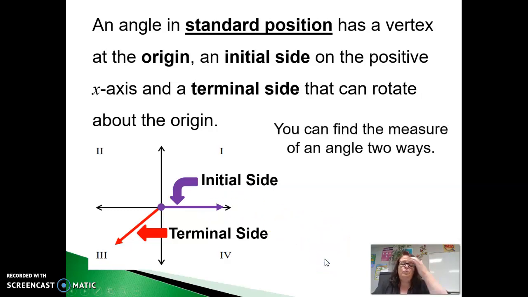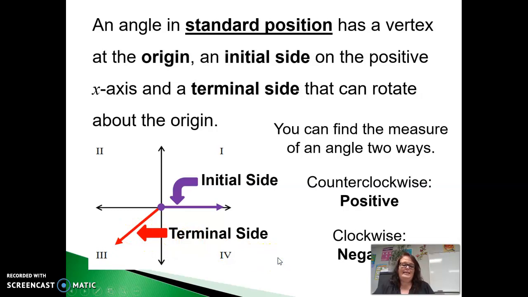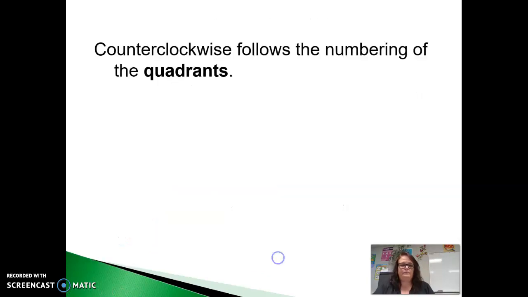Okay, so we can find the measure of the angle one of two ways. One is I could measure starting from my initial side and going counterclockwise to figure out how many degrees it takes to get to the red, and that would be the positive version of the angle measure. Or I can start with my protractor on the initial side, and then we could measure clockwise to the red ray, and then that would be a negative measure. So hopefully you talked about that in geometry as well.